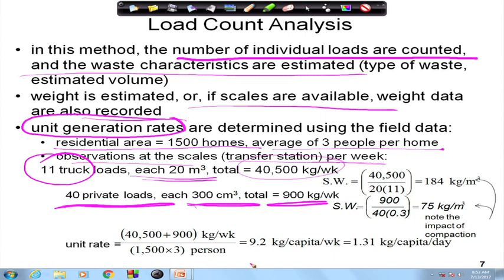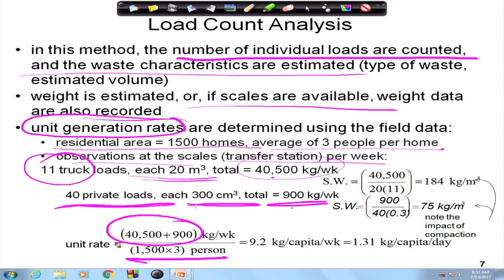So the total is 40,500 kg coming from the trucks and 900 kg coming from individuals. That is the total waste produced in that particular area per week. Now the population is 1500 houses with 3 persons per house, so 1500 times 3 is the population.